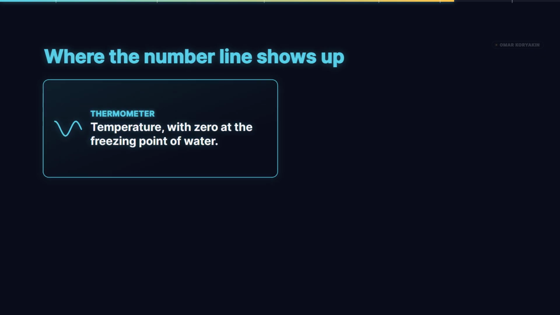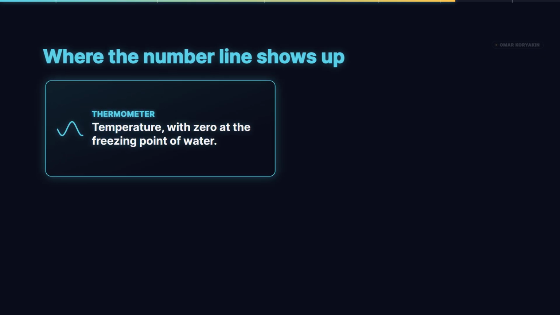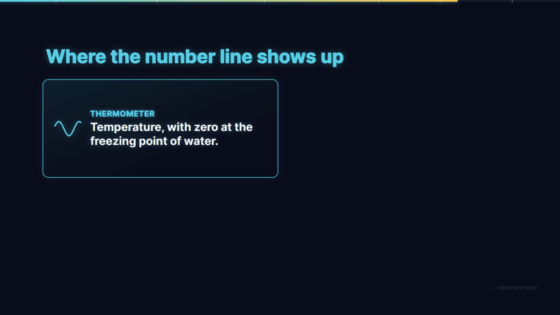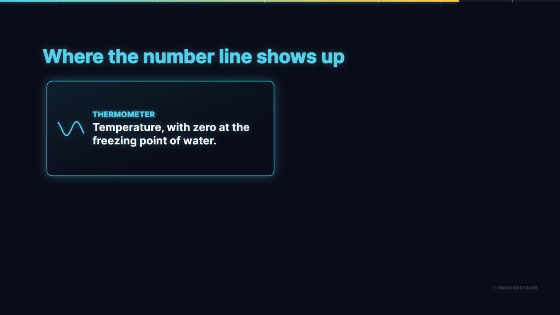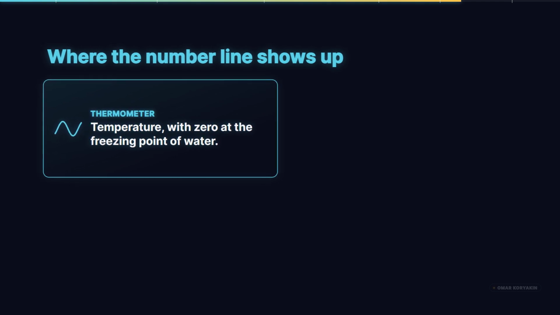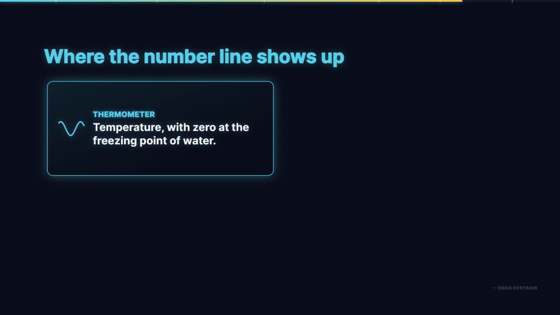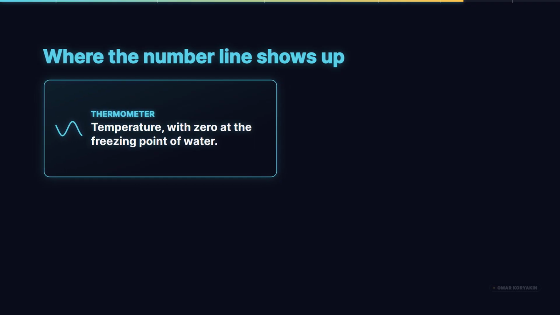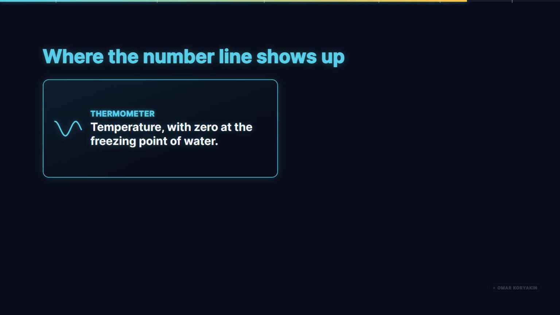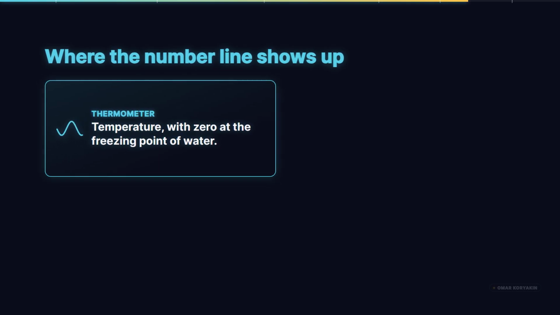On a thermometer, temperature is read along a vertical number line. 0 marks the freezing point of water in Celsius. Numbers above 0 are warmer. Numbers below 0 are colder. The position on the scale is the temperature. 20 degrees above 0 feels warm. 20 degrees below 0 feels freezing. The position is the meaning, exactly like the number line we built today.